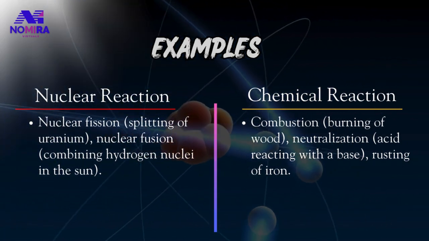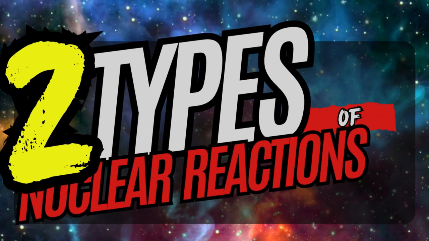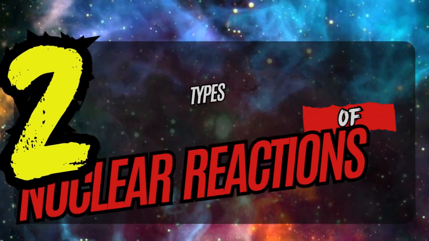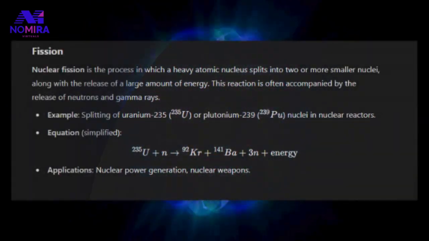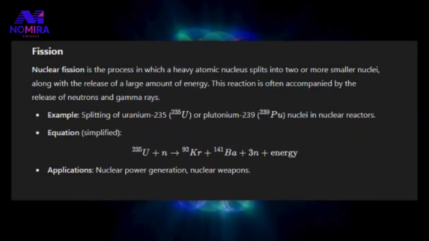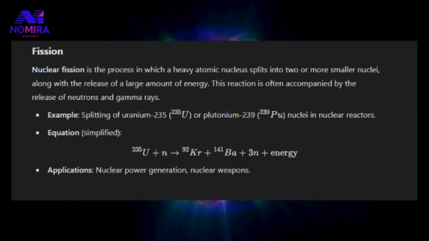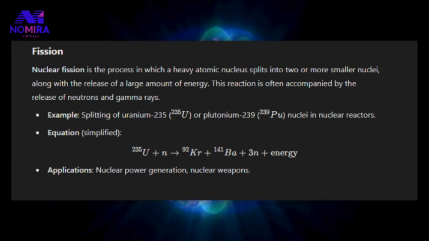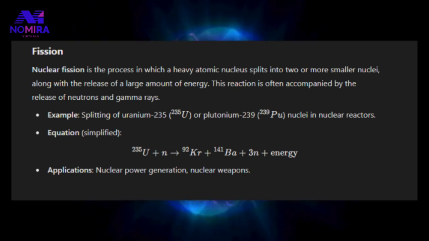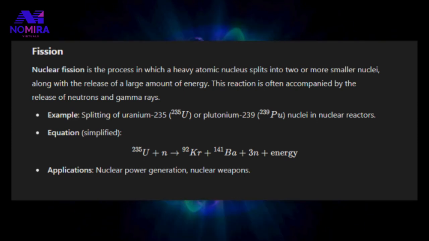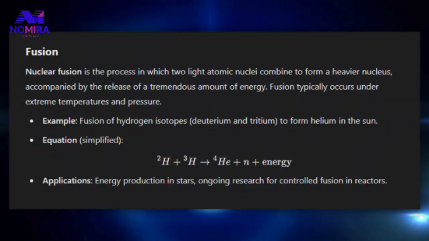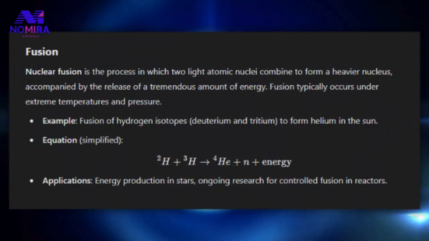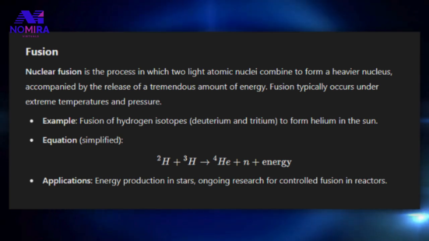So that leads us to the two main types of nuclear reactions, fission and fusion. Exactly. Fission is like splitting a heavy atom, like uranium, into smaller fragments. And this process releases a tremendous amount of energy, which is how nuclear power plants generate electricity. And fusion is the opposite, where we're combining lighter nuclei, like hydrogen, to form heavier ones, and releasing even more energy in the process.